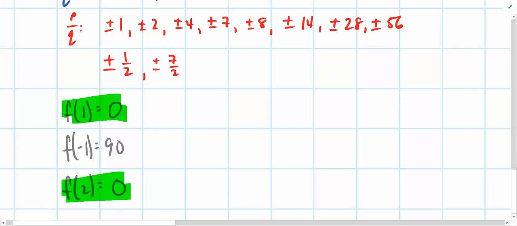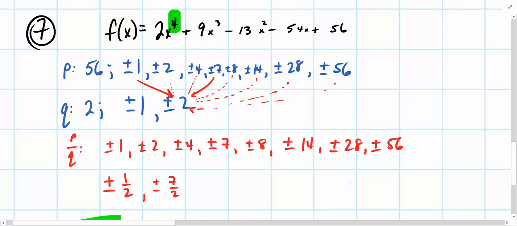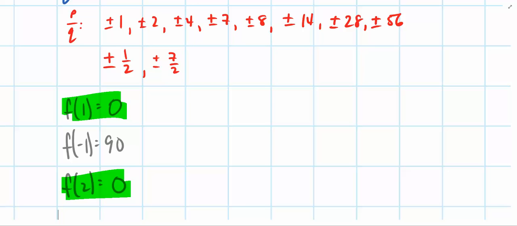So I have 2 zeros. That's enough for me to reduce this quartic polynomial into a quadratic polynomial. And let's go ahead and work through that. So my coefficients are 2, 9, -13.